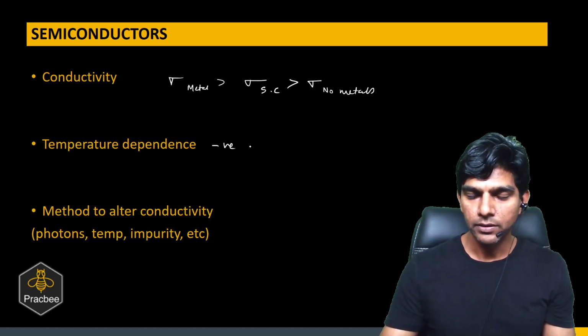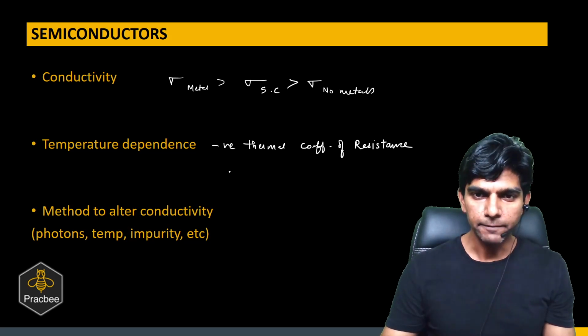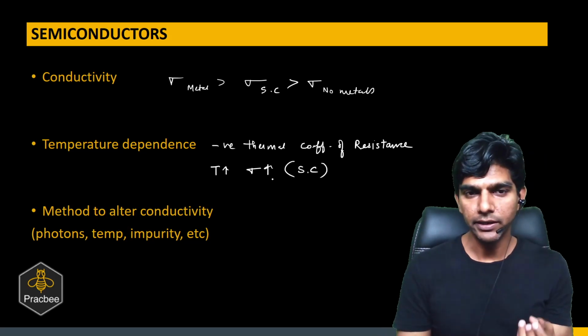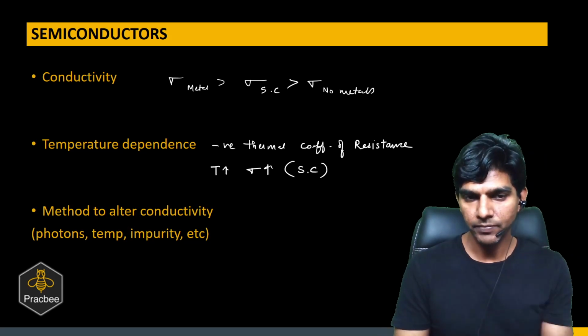So negative thermal coefficient of resistance, right? So we can say as temperature increases, the conductivity increases in case of semiconductors. So that is the property. If you increase the temperature, conductivity increases, right?